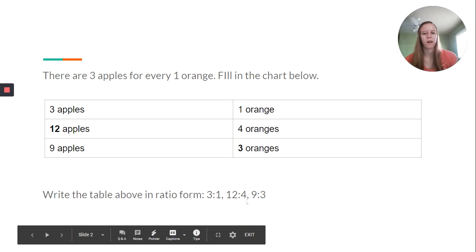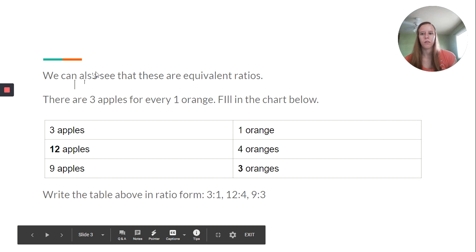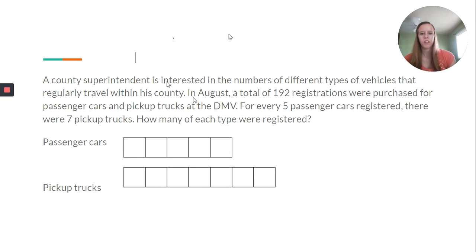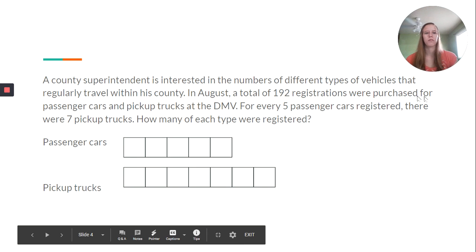And then to find out whether or not they were equivalent, we could take 12 divided by 4, and we know that's 3. We take 3 divided by 1, we know that's 3. And we take 9 divided by 3, we know that's 3. So, as I already said, we can find out if they're equivalent ratios. So let's just look at a couple examples right away.